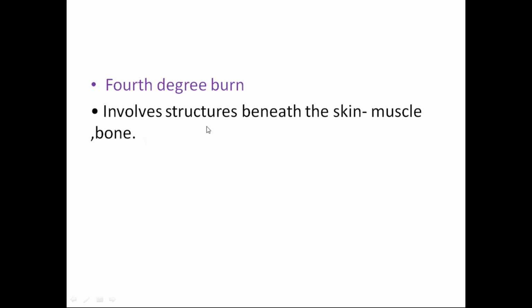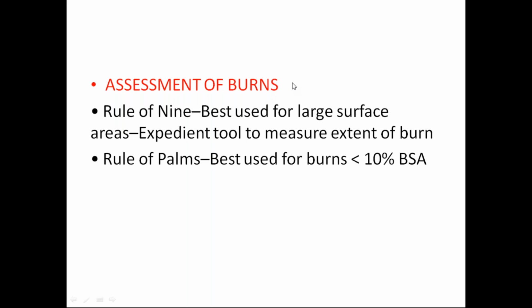Fourth degree burn involves the structures beneath the skin, the muscles and bones. Assessment of burns: it can be assessed by the rule of 9, which is used to measure large surface areas, and we can assess the extent of burn.